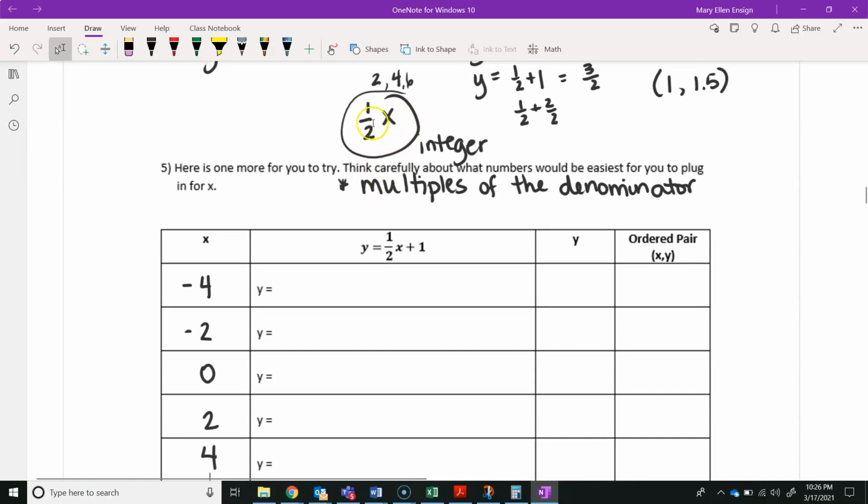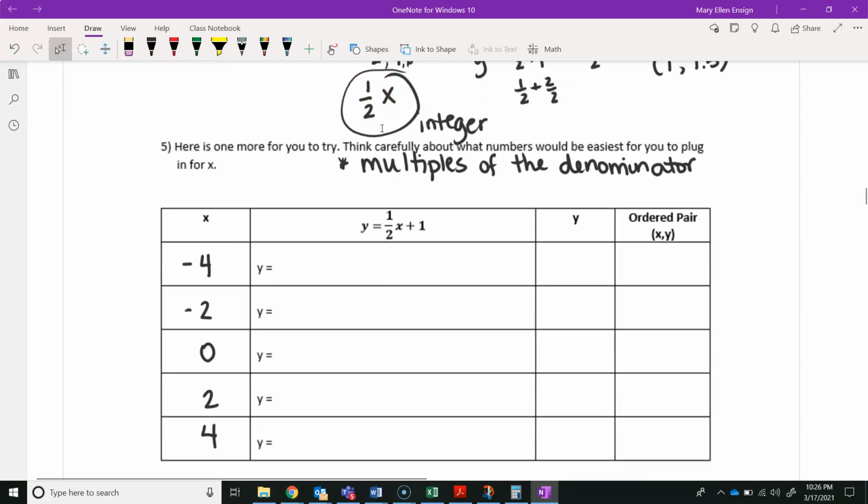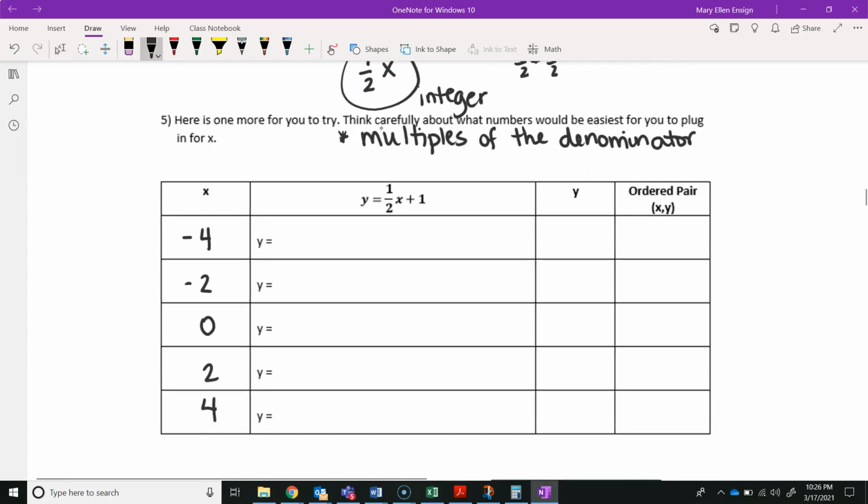and then have to add 1. If I do 3, I'll have 3/2 and have to add 1. So I want multiples of the denominator. So let's see what happens. We have 1/2 times -4, or I can write it as -4 over 1. Plus 1. What happens to my 2 and my -4?